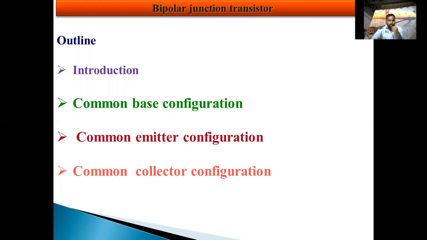Suppose you take the common base configuration. In the common base configuration, the emitter junction, or emitter base junction, is always forward bias, and the collector base junction, or collector junction, is always reverse bias. You have to take connections in a circuit like this.